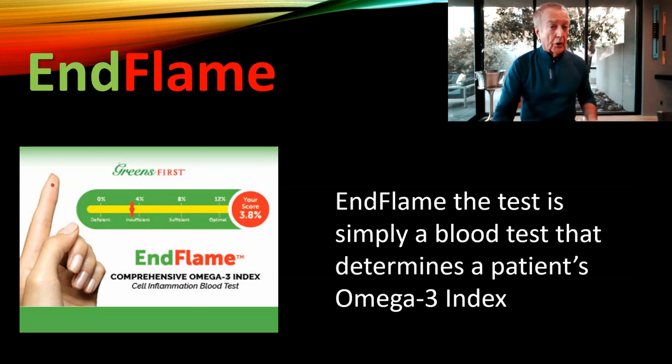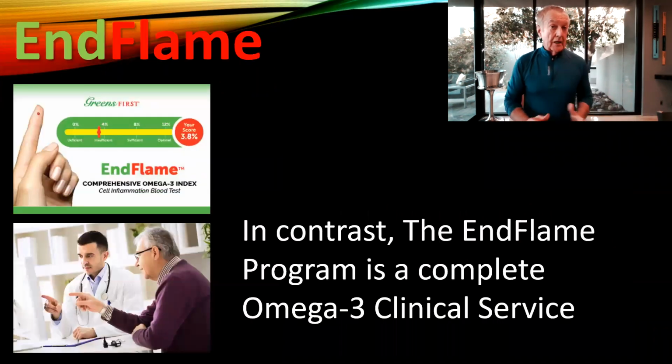Now, while that blood marker is tremendously important, it's not enough information to enable a practitioner to determine the optimal amount of pro-resolution nutrition each patient needs. Based on the genetics and biochemical diversity of each patient, along with Harvard's research, we now know that the key to optimal resolution of inflammation is the production of adequate levels of resolvins that are derived from the omega-3 fatty acids, EPA and DHA. In contrast, the EndFlame program is a complete research-based omega-3 clinical service that you can offer in your practice.